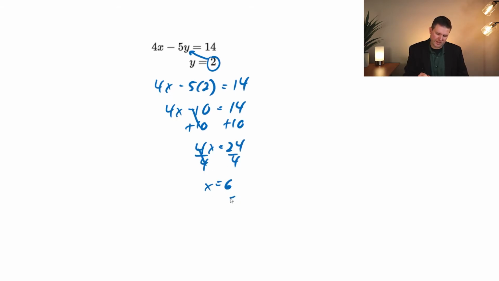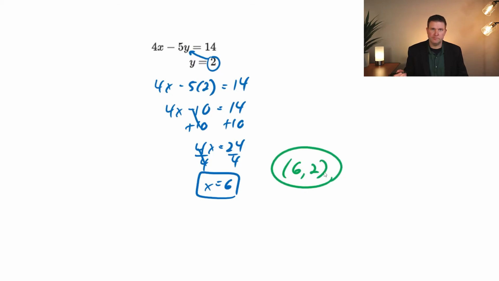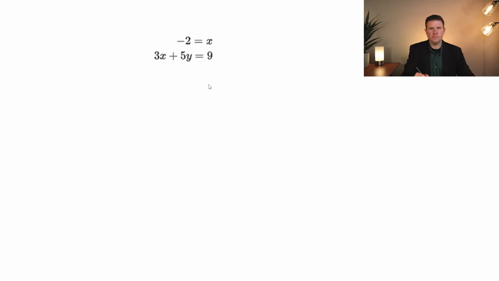And x is 6. Now, remember how we already know that the y coordinate is 2? You're done. You just say that x is 6 and y is 2. That's all. This is the same kind of thing, but with x. So x equals negative 2 is actually a vertical line that's intersecting with this line.